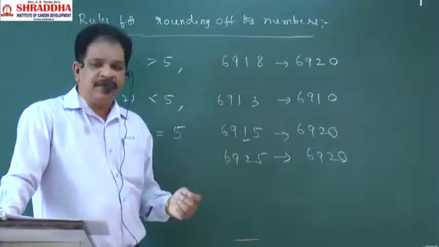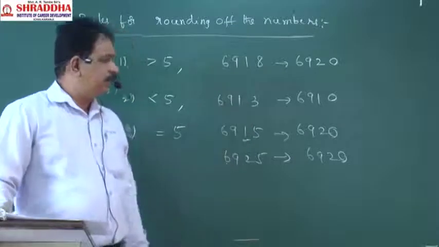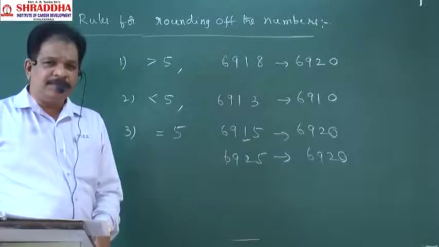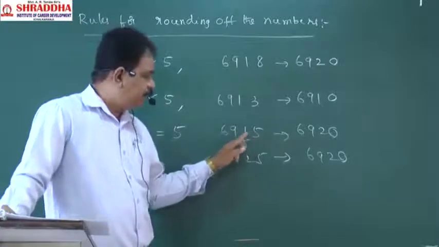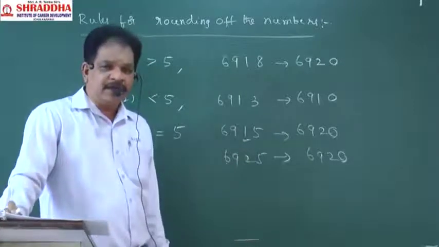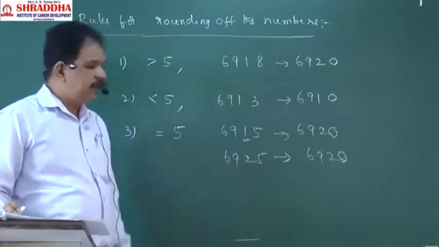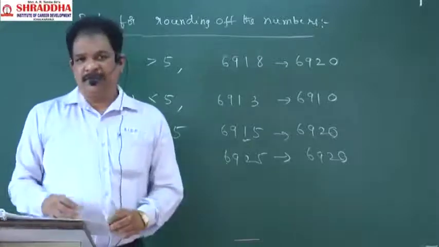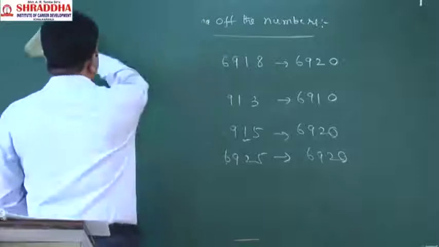Discarding digit greater than 5: increase that preceding digit by 1. Discarding digit less than 5: no need to change the preceding digit. Discarding digit is 5: observe the preceding digit. If it is odd, increase it by 1. If it is even, no need to change it. Clear? Next. This is the last topic.